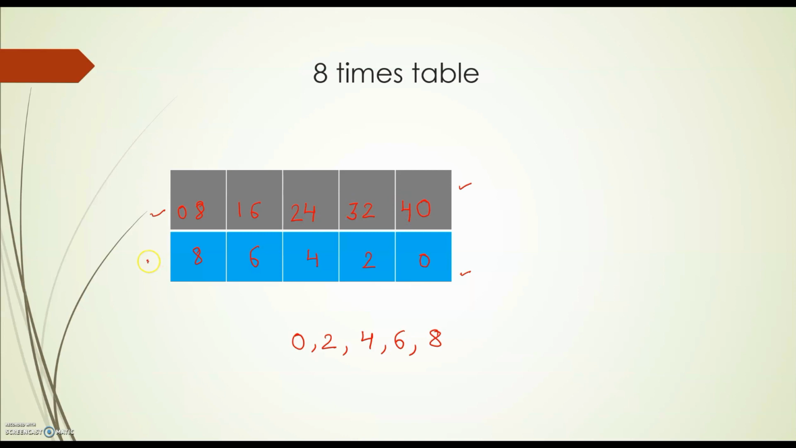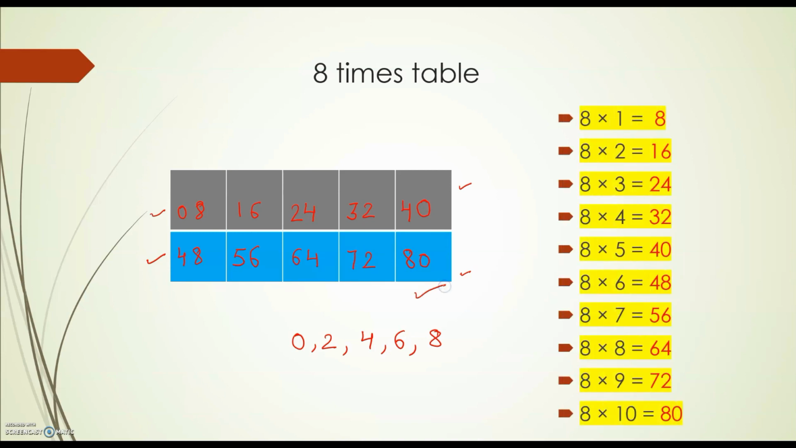And for the second row, we will write numbers from 4 to 8. So here 4, 5, 6, 7, and 8. And this is your 8 times table.